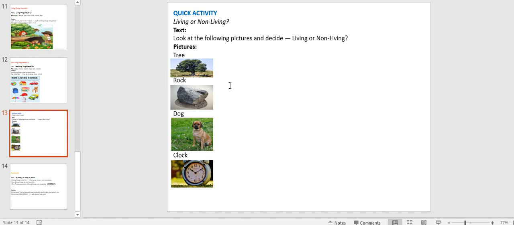A rock, this is our picture number 2. I'll give you another 10 seconds so that you can determine whether it's a living or a non-living thing. A tree, I mean a rock, sorry. We are at picture number 2, a rock. I'm giving you 10 seconds and you can tell me whether it's a living or a non-living thing.